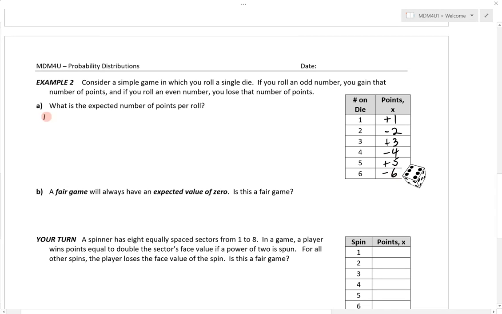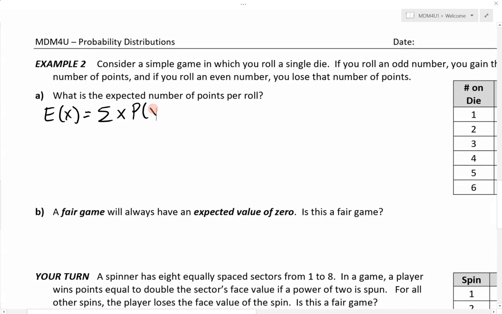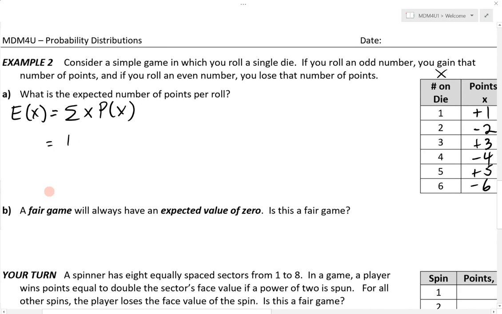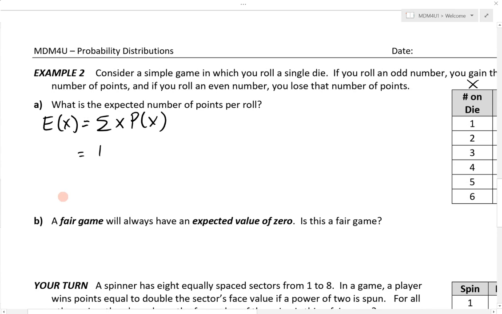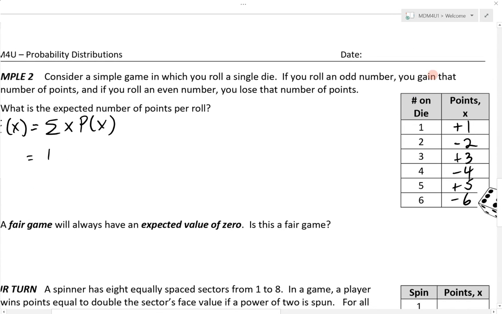So expected value, E of x, is equal to the sum of every x times its probability. And so x in this case is going to be the number on the die. Okay, so I take the number 1 multiplied by its probability. Actually, I'm sorry, I made a mistake here. X is not the number on the die, x is the number of points. That's what I had here.